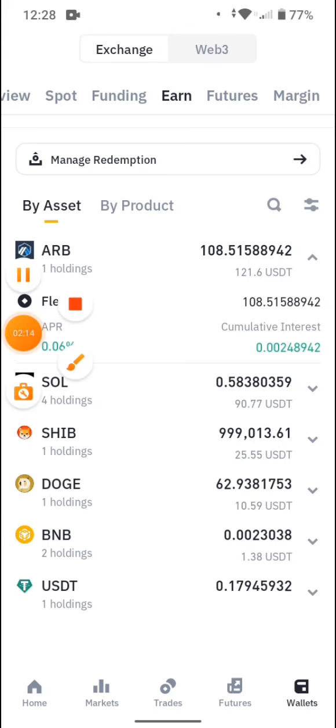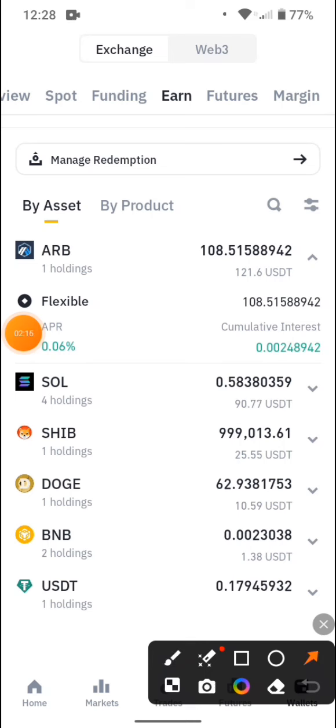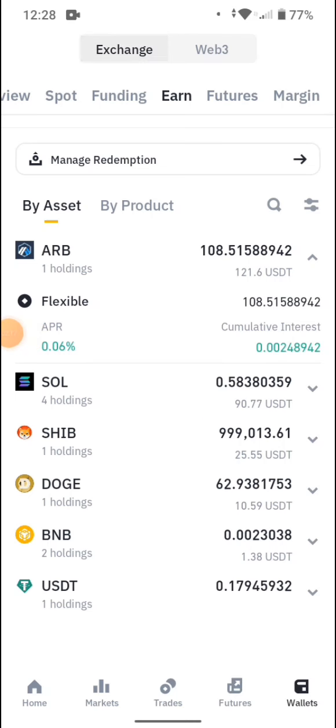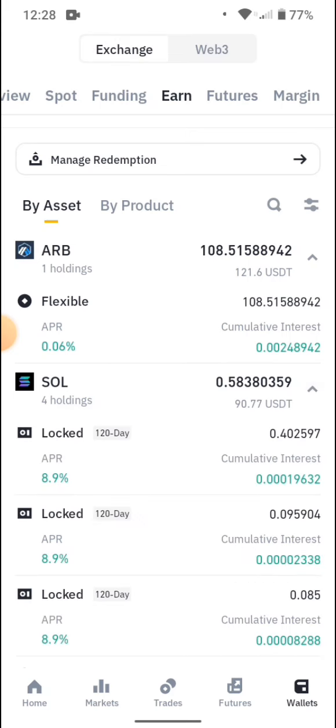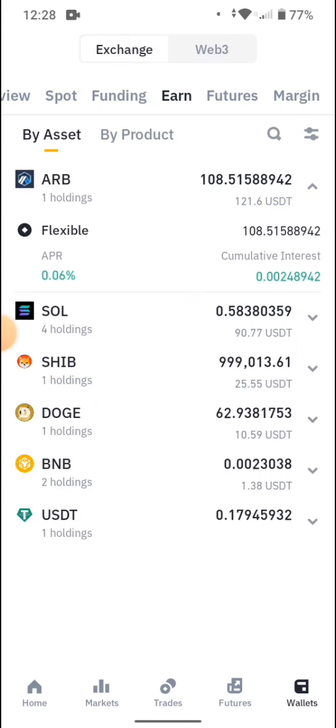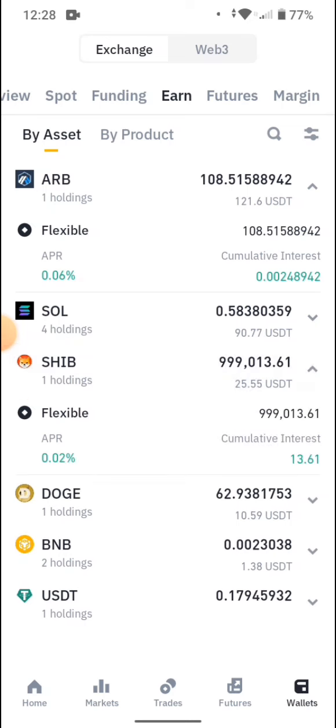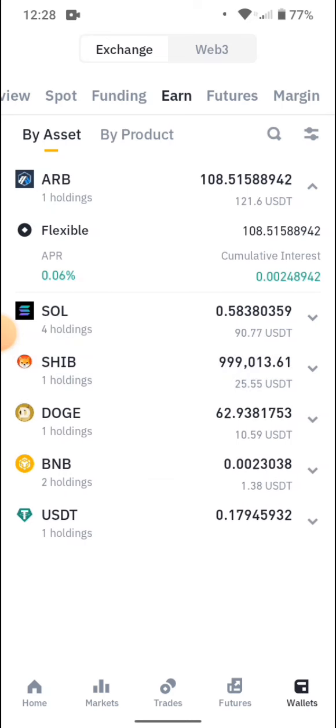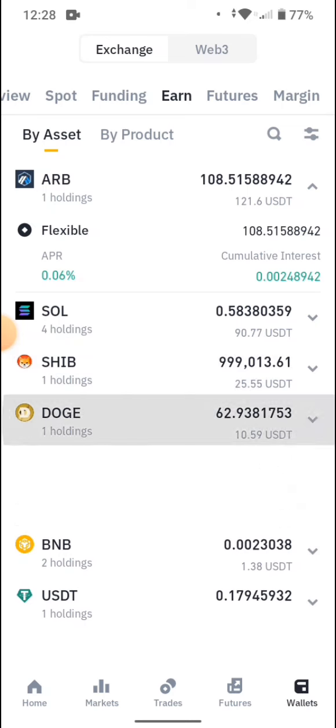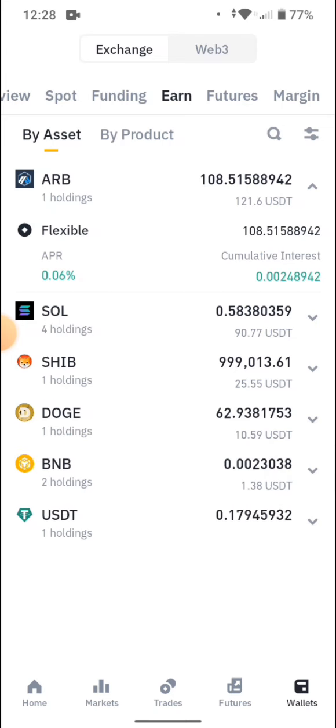This is the first way you can earn on the Binance exchange very fast. You'll be earning this little profit, but don't worry, just look here. These are all little profits. This is Solana again, and this is Shiba Inu. This is Dogecoin. This is BNB, and this is my USDT, where 1 USDT is equivalent to $1.